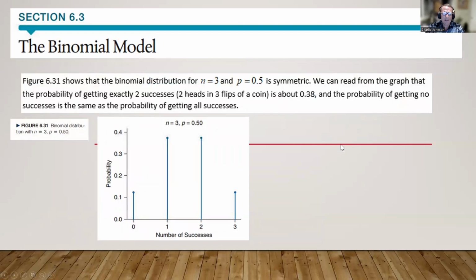Here's a binomial experiment that yields a binomial distribution for 3 trials and a success rate of 0.5. Notice how the binomial distribution is symmetric. We can read from the graph that the probability of getting exactly 2 successes, which would be 2 heads in 3 flips of a coin, is about 0.38, a little less than 0.4. And the probability of getting no successes, we see 0, is the same as the probability of getting all successes, 3. Something a little bit larger than 0.1, so like 0.13 or something like that.